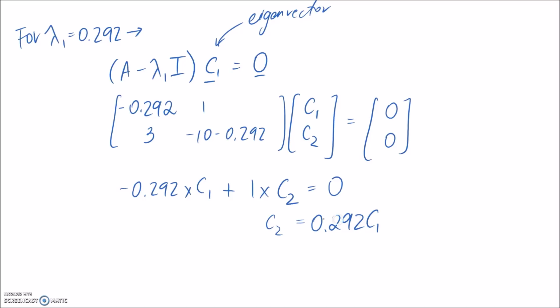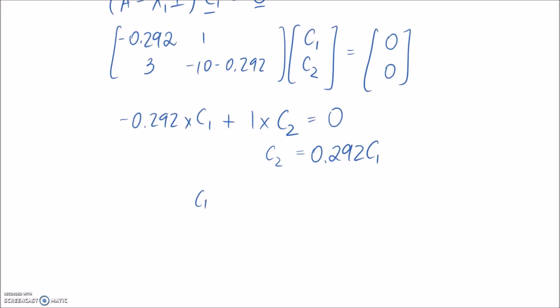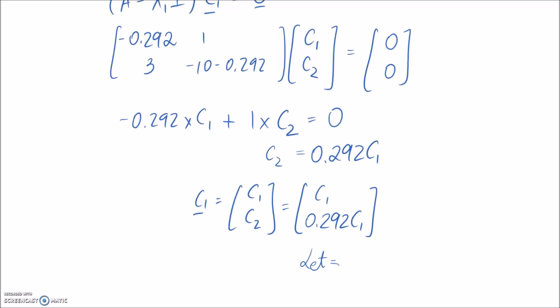So this is the relationship that must exist between those two different constants. I said a moment ago that we could write our C1 vector as being equal to this constant C1 and C2. And C1, I'm just going to leave it, but C2 we can replace as being 0.292 C1. What we need to do now is pick a value, any value except for 0, to let C1 be equal to, and then we're going to have a vector that we can substitute into our equation in a moment.